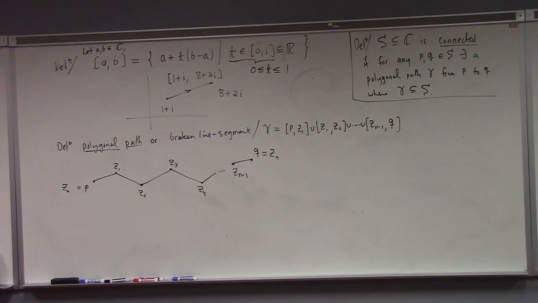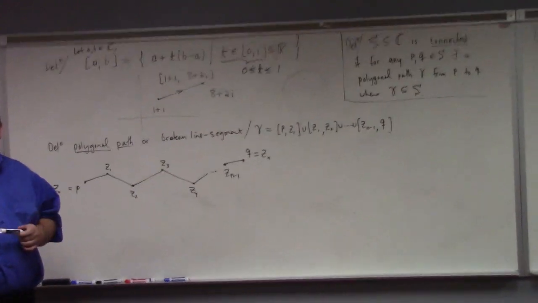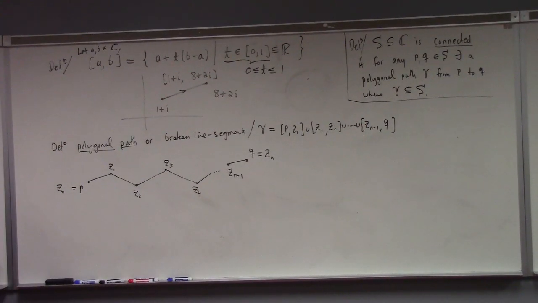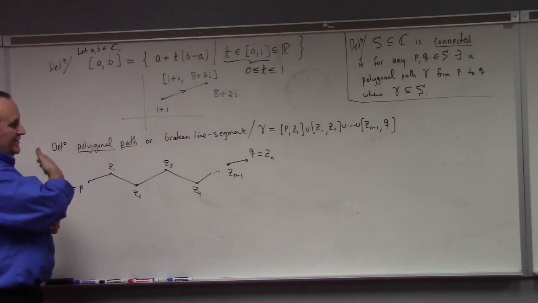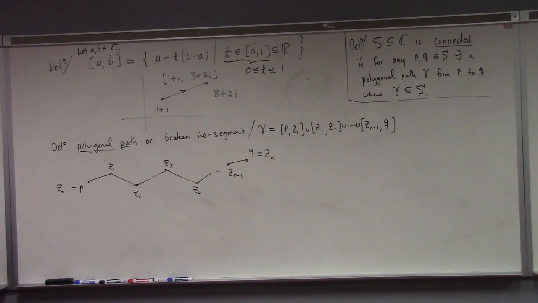Now, all right, so that's a connected set. If you had topology, you'd recognize this as path connected, kind of, right? A path is just a continuous mapping from a connected subset of the reals to your topological space, let's say. So this is more technical than that. It's a broken line segment, but yeah.